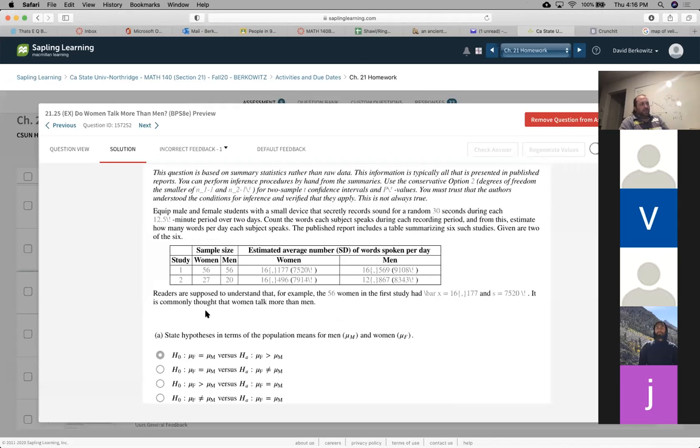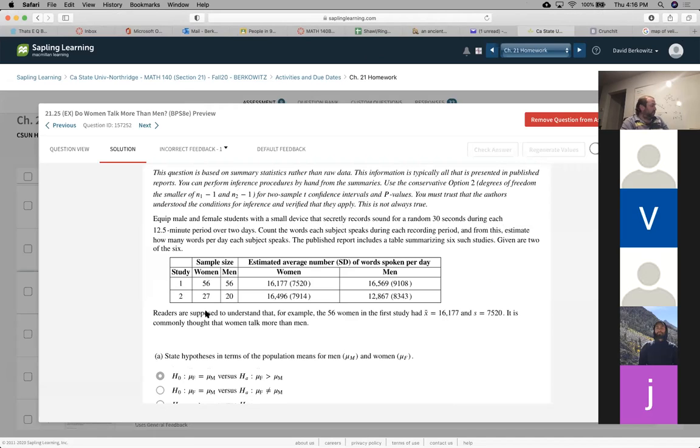All right. So this question is based on summary statistics rather than data. Again, this information is typically all that is presented in published reports, right? They don't give you all the details. They just give you the summary. So it says equip male and female students with a small device that secretly records sounds for a random 30 seconds during each 12.5-minute period over 2 days, and count the words each subject speaks during each recording period, and from this, estimate how many words per day each subject speaks.